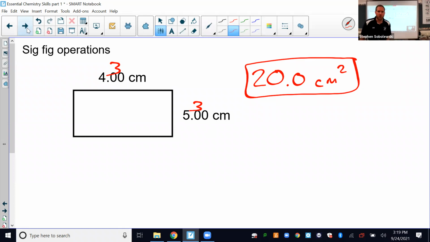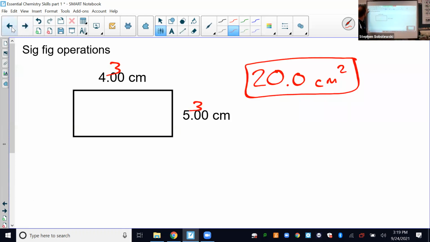You can't just tell me 20. Come on. 20 could mean it's like 23. 20 could be, it's like 17. No. If I give you 3 sig figs in each of these measurements, you need to report 3 sig figs in your final answer because 20.0 shows an added level of confidence more than 20. In fact, I would say 2 levels of confidence because you go from 20 to 20 point to 20.0. That's the correct answer.